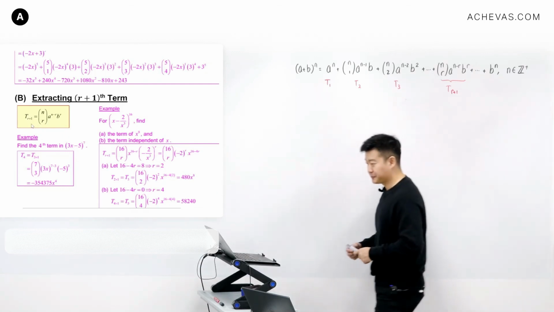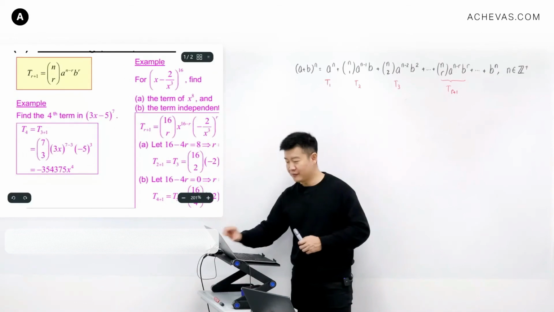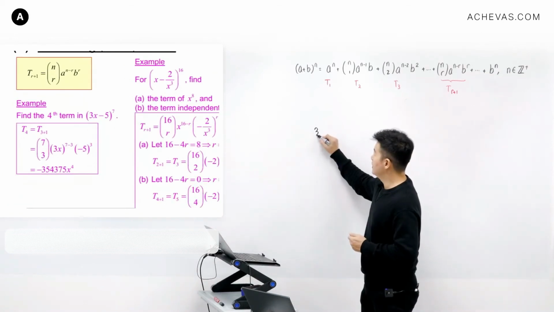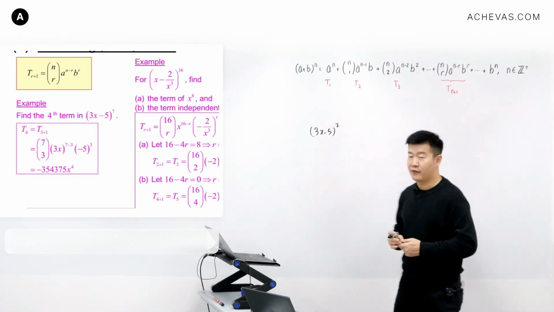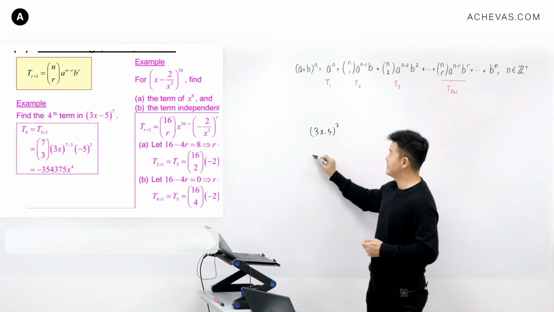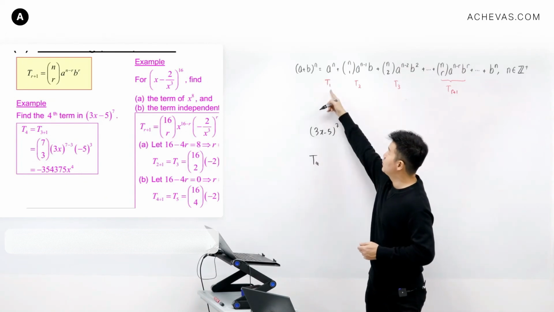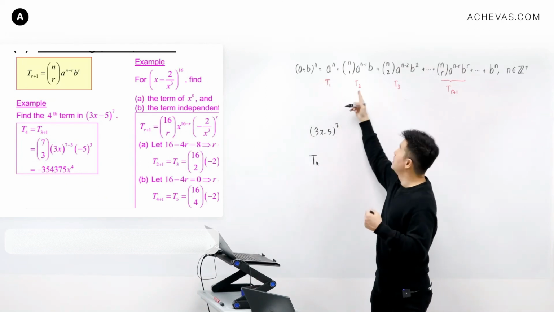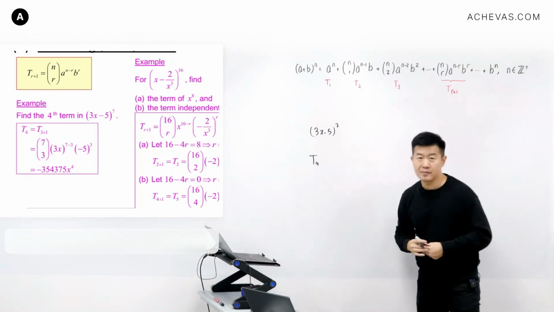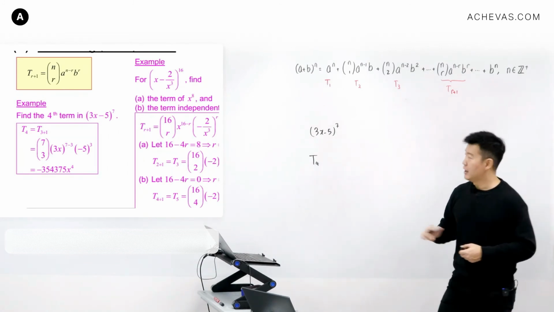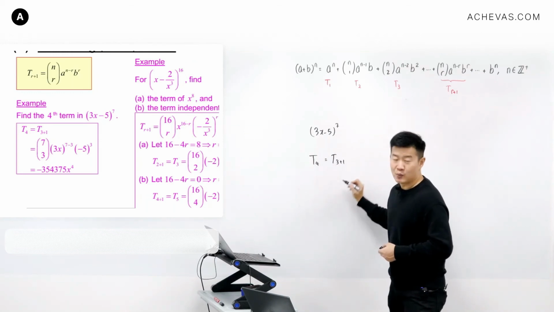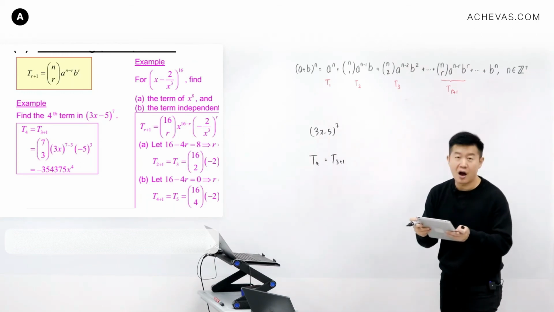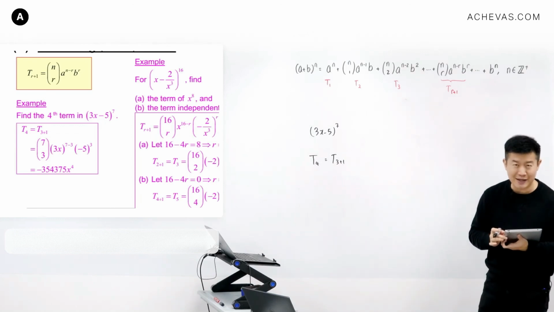For example, if we have 3x minus 5 to the power of 7, and we want to extract out the fourth term. The fourth term means the T4 term, right? T1 means the first term, T2 means the second term, so the fourth term is T4. And 4 is like 3 plus 1, which means that for the fourth term, R is equal to 3.